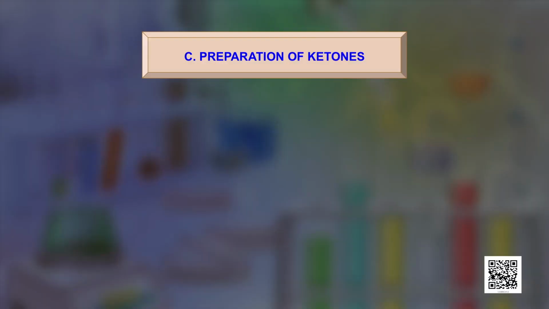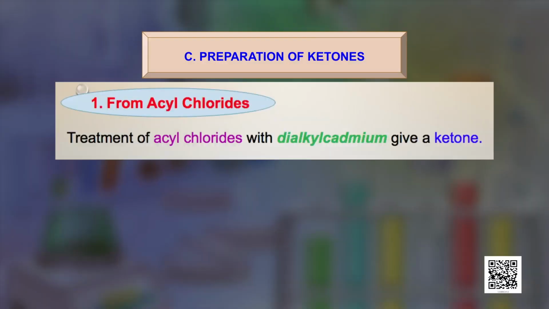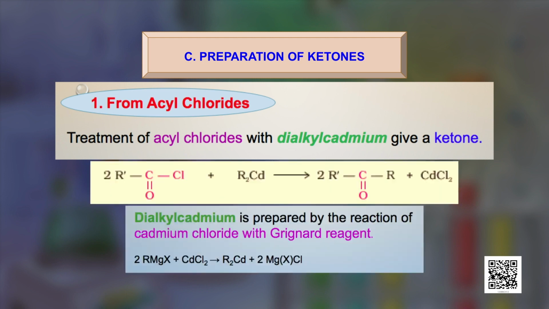And now we will consider the methods which are specifically used for the preparation of ketones. First method is from acyl chlorides. You know that treatment of acyl chlorides with dialkyl cadmium gives a ketone. And where do we get this dialkyl cadmium from? This is prepared by the reaction of cadmium chloride with the Grignard reagent, and the reaction is shown here.